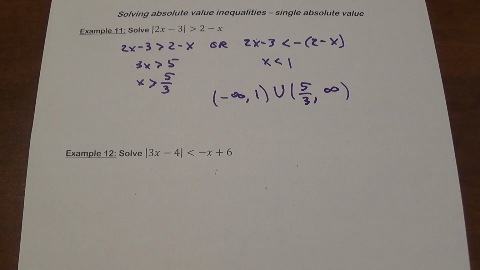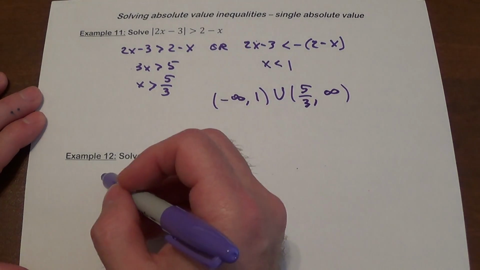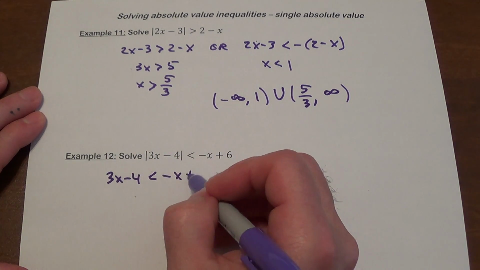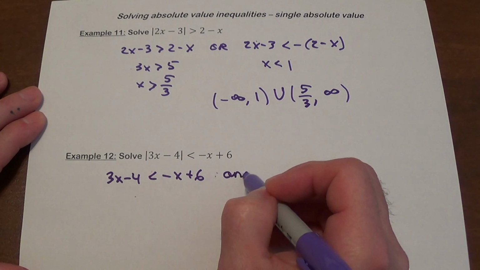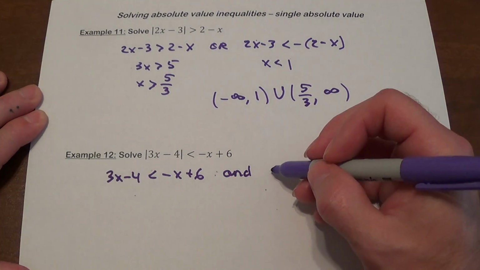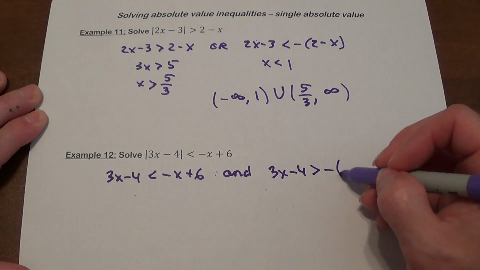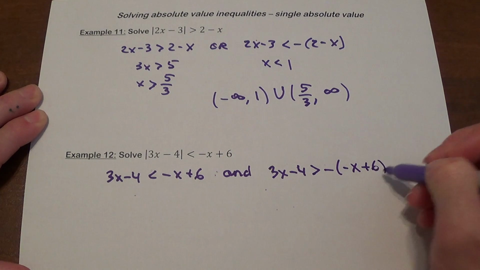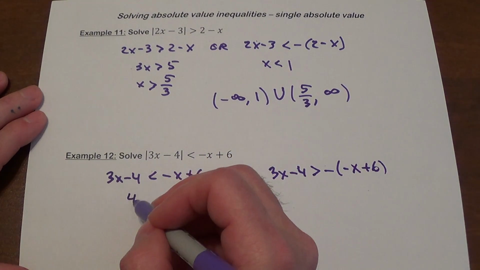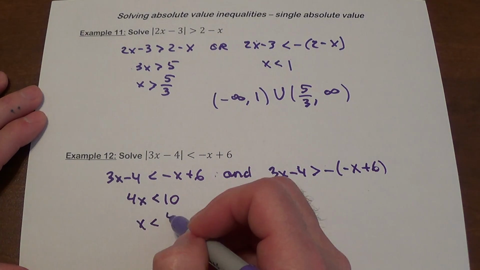Okay. And our last example, this problem. The absolute value is by itself, so we're going to write 3x minus 4 is less than negative x plus 6, and because the sign points towards the absolute value, 3x minus 4 is going to be greater than negative times negative x plus 6. So this inequality here, when you solve, it's going to give you 4x is less than 10, which means x is less than 5/2.